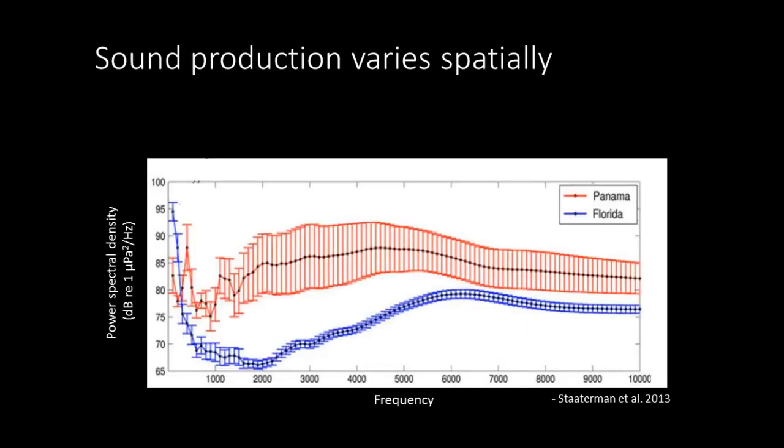Sound production also varies in space. What I'm showing you here are 2 power spectra. So again, this is power on the y-axis and frequency on the x-axis. The red one is a reef from Panama, and the blue is a reef in Florida. These are relatively short recordings.